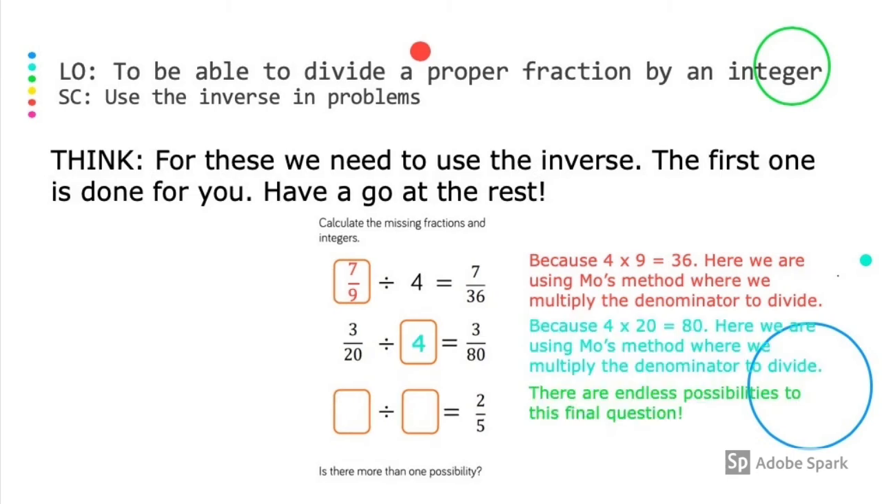Here the answer is also 4. 3/20 divided by 4 equals 3/80. Because 4 times 20 equals 80, here we've used Mo's method again where we multiply the denominator to divide.